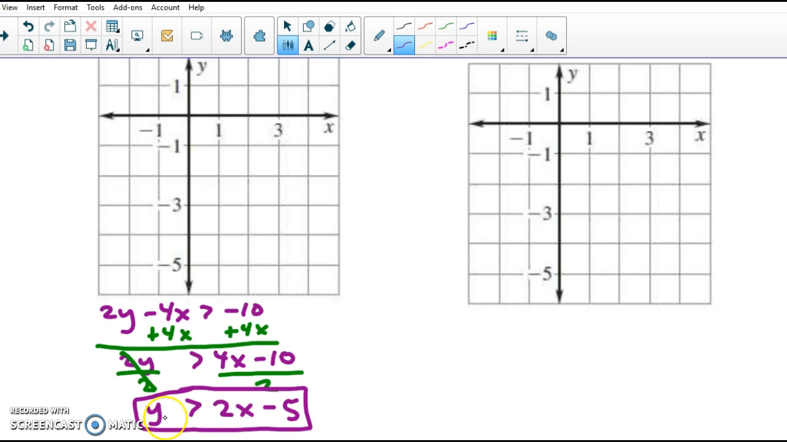So I'm going to graph this line just like I do with all of my others. I'm going to start at my y-intercept, which is negative 5.